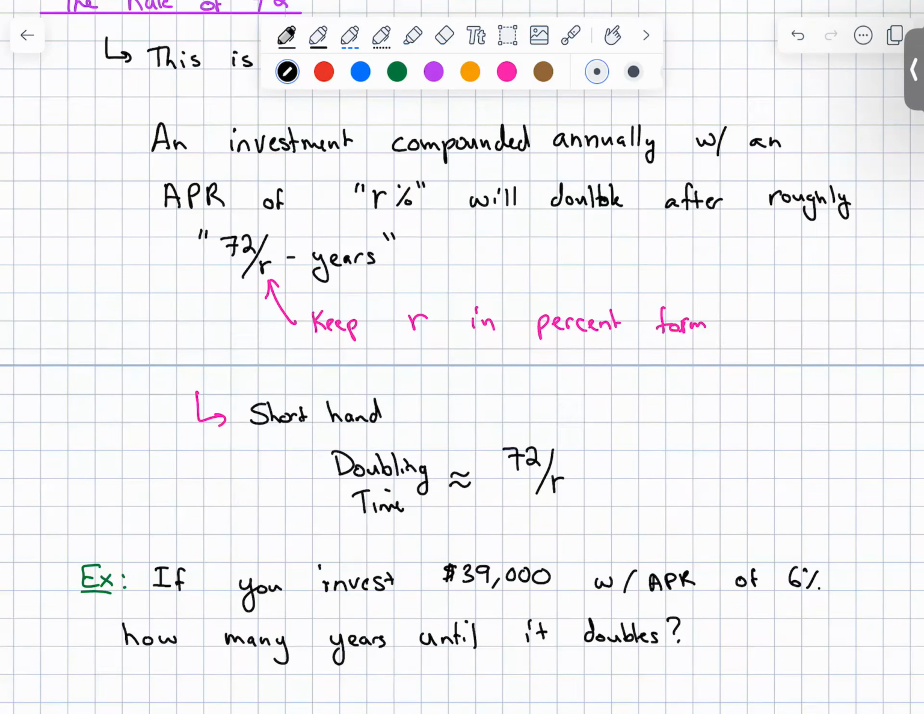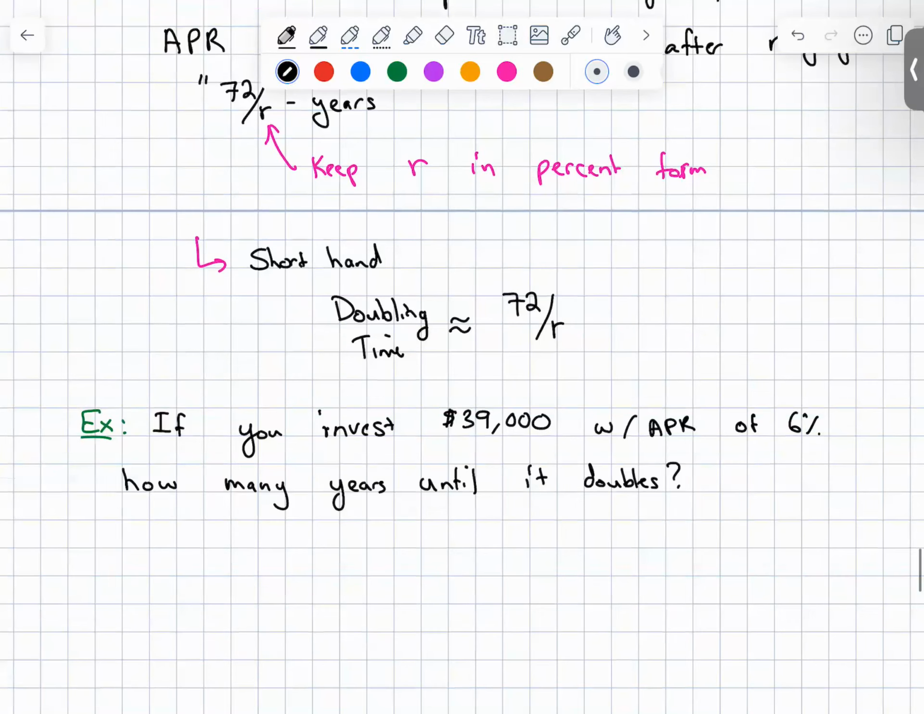But ideally try and finish it on Monday or Tuesday night so that you can get that extra practice studying. So in this problem here, the solution would be to use the doubling formula. Here, R is equal to 6%. So double time would equal 72 divided by 6.